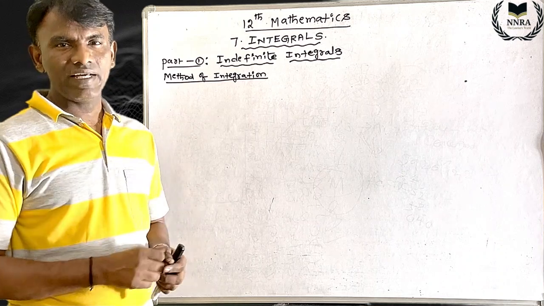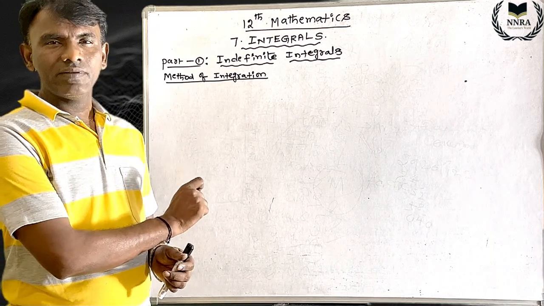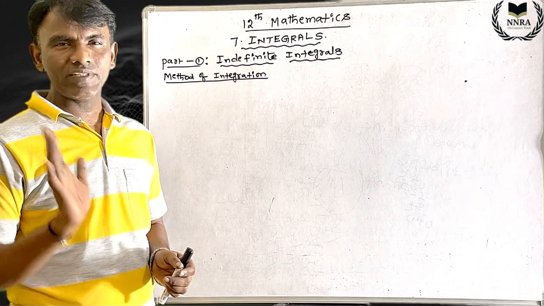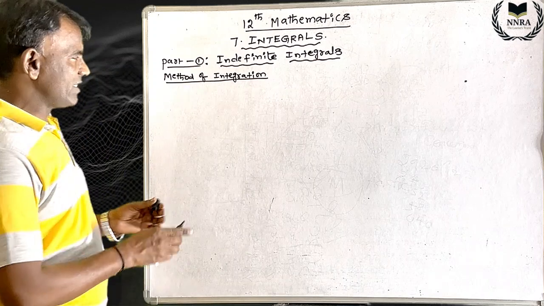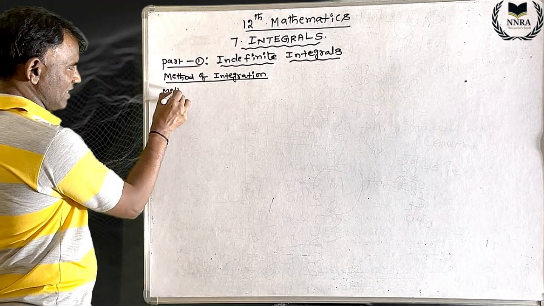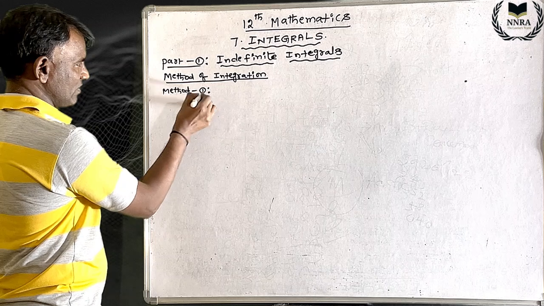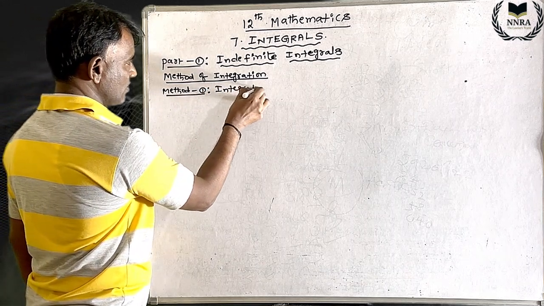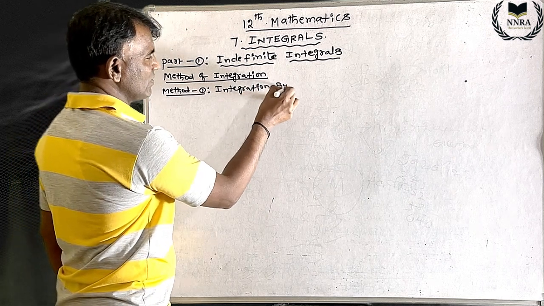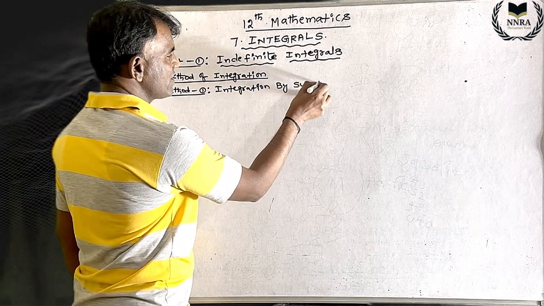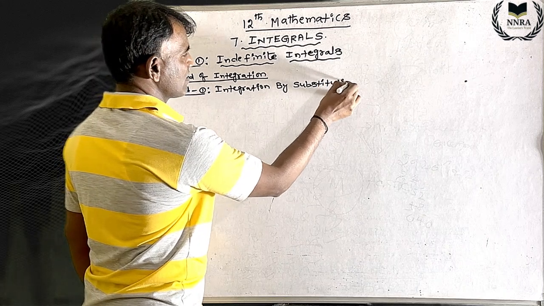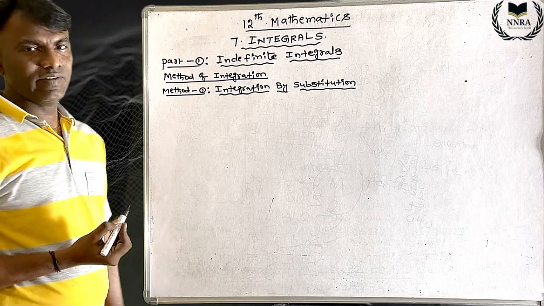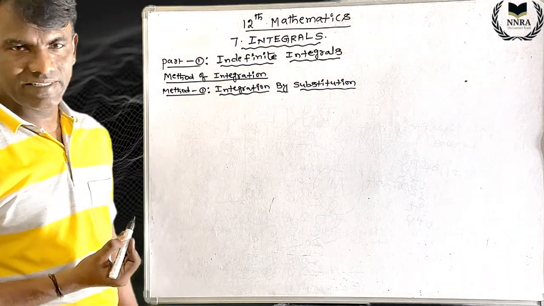So in this class we discuss the method of integration, means how to find the integral value of the given function by using the substitution method. Okay, so this is the first method. So I am writing the method name here. Method 1, integration by substitution, means how to find the integral value of the given function by using the substitution method, right?